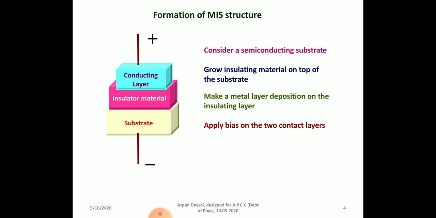So a MIS structure, when we apply bias, and bias can be applied only on the outer side, so it has only two leads. So the MIS structure works like a capacitor. Now please think, it's not a MOS, it's a MIS.